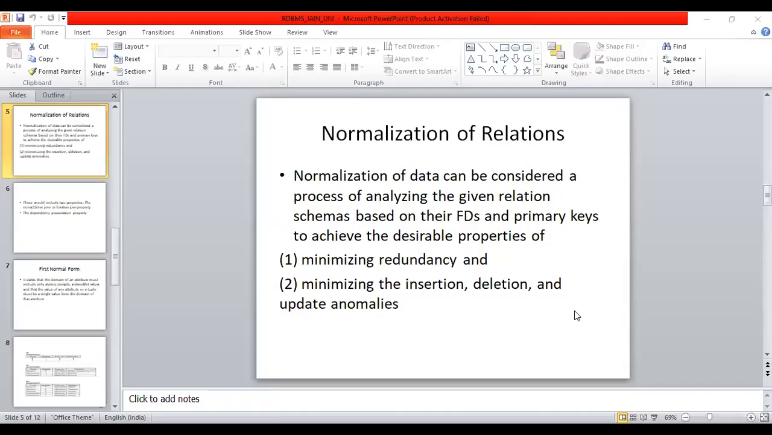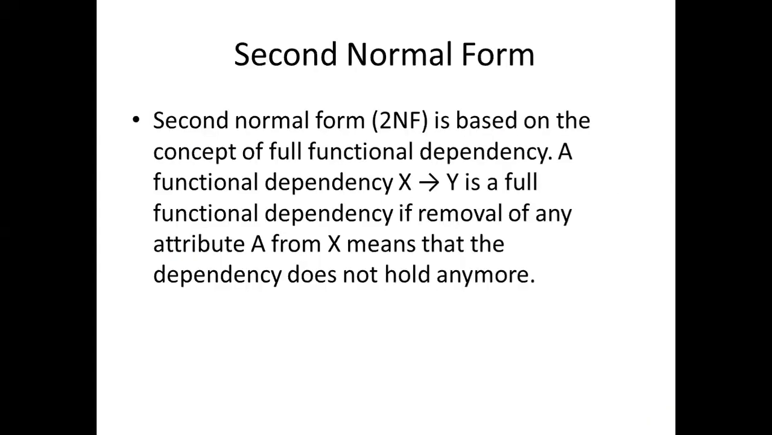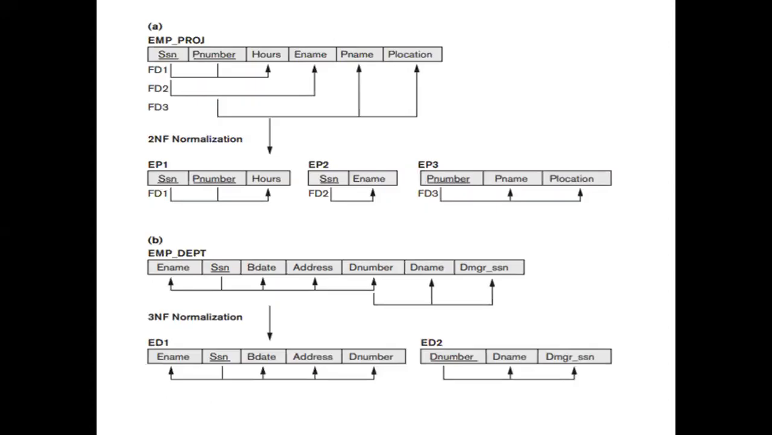In order to achieve normalization, we use first normal form, second normal form, and third normal form. We also have Boyce-Codd normal form, fourth normal form, and fifth normal form. First normal form is what I have explained. For second normal form, we decomposed it into three relations, and for third normal form, we decomposed it into two relations. Thank you.